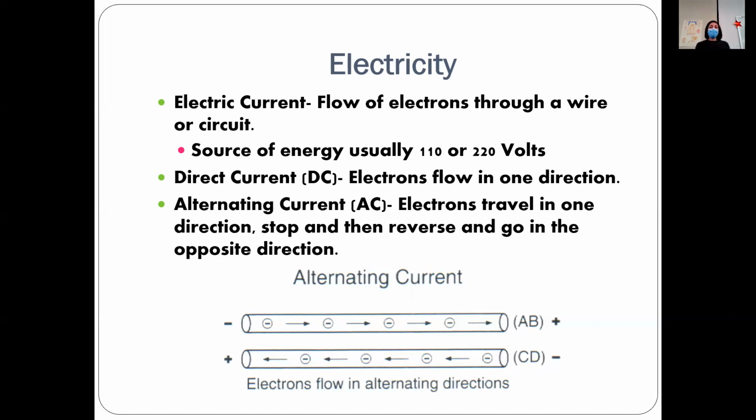Our current from a typical wall outlet is called an alternating current, meaning that the current flows in both directions, in alternating waves. So it goes one way from negative to positive, and then it goes from positive to negative, and it alternates. DC is direct current, meaning it only flows in one direction.